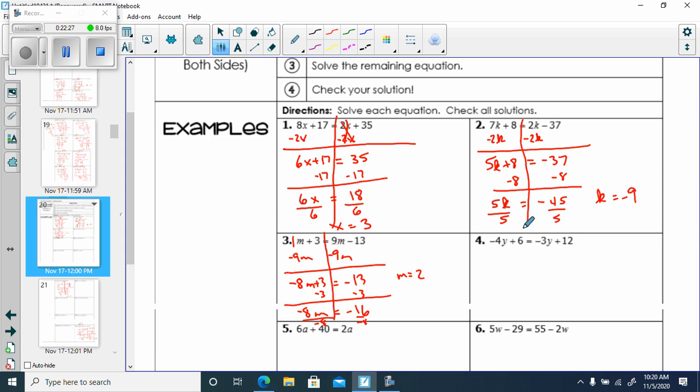For number 4, I want all the variables on one side, all the numbers on the other. If I'm subtracting a 3y here, let's add 3y to both sides. I now have a negative 1y, or just negative y, plus 6 equals, this is gone, 12. Subtract 6 from both sides because I'm crossing the equal sign. I have negative 1y equals 6. Divide both sides by negative 1, and y is equal to negative 6.